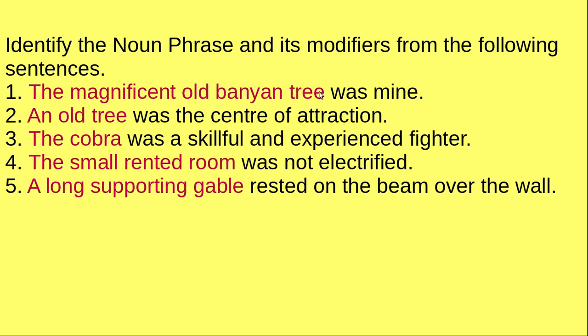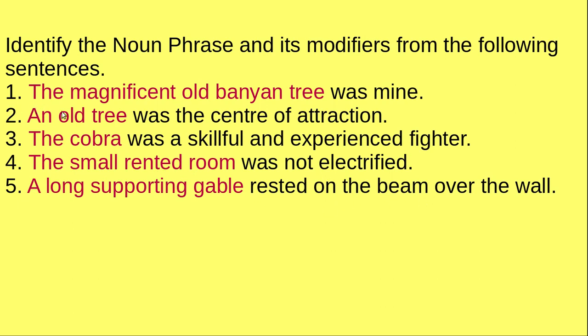The magnificent old banyan tree, because was is the verb. Up to that is the noun phrase; was the center of attraction is the verb phrase. The cobra, was is the verb, was a skillful and experienced fighter. The small rendered room, was is the verb, was not electrified. A long supporting cable, rested is the verb, rested on the beam over the wall.